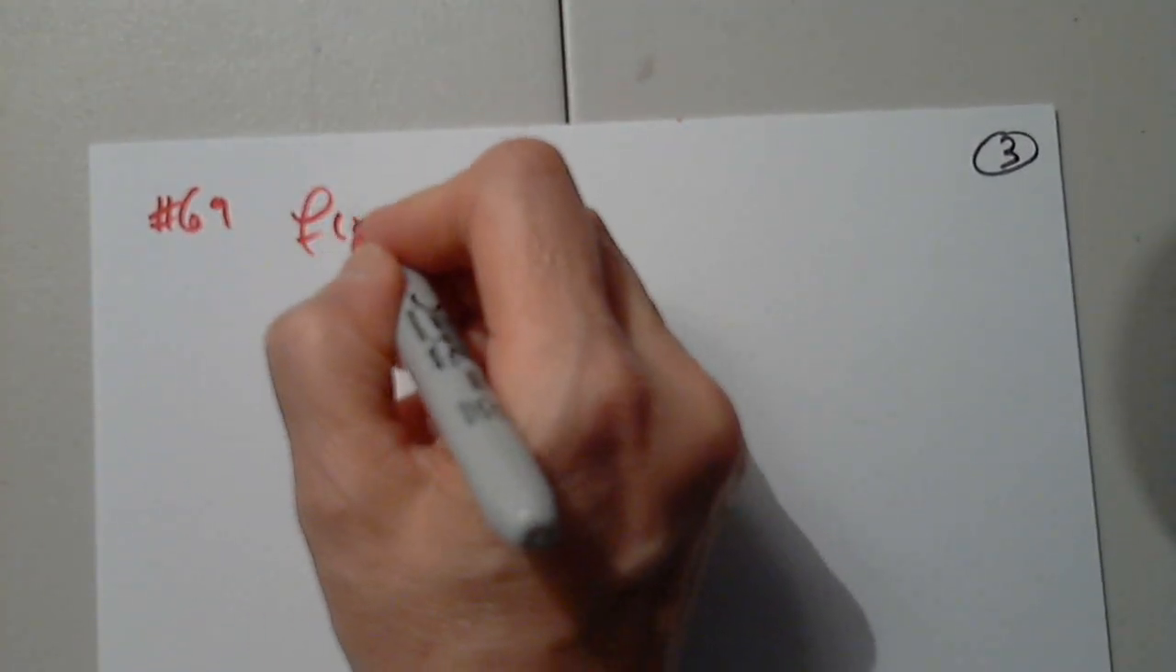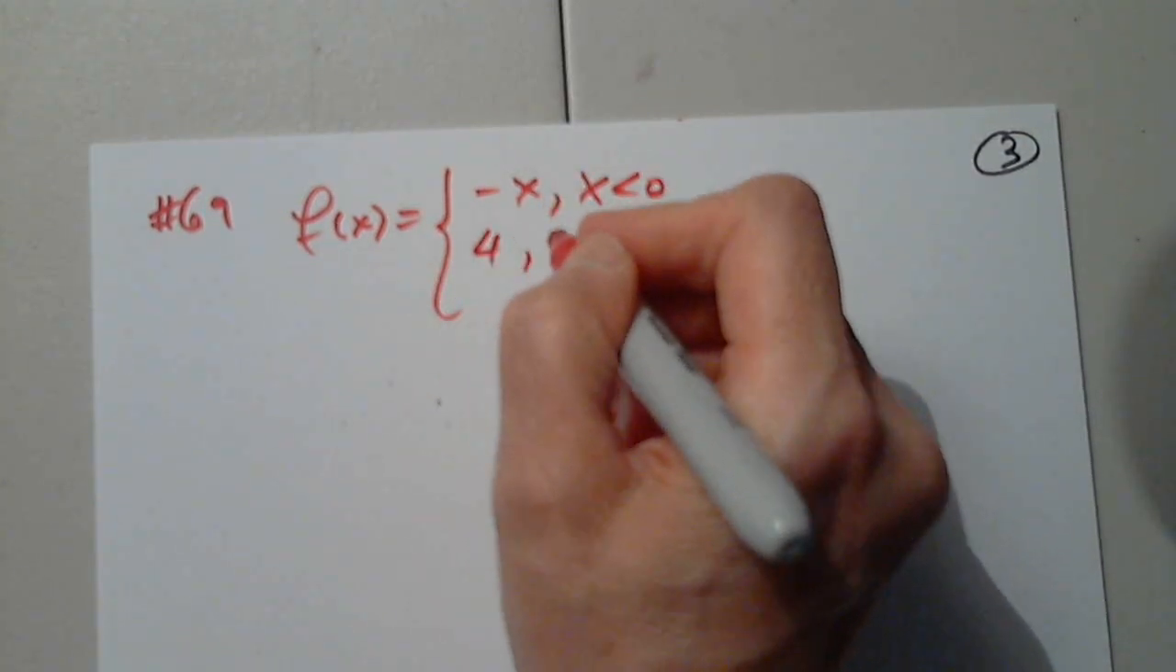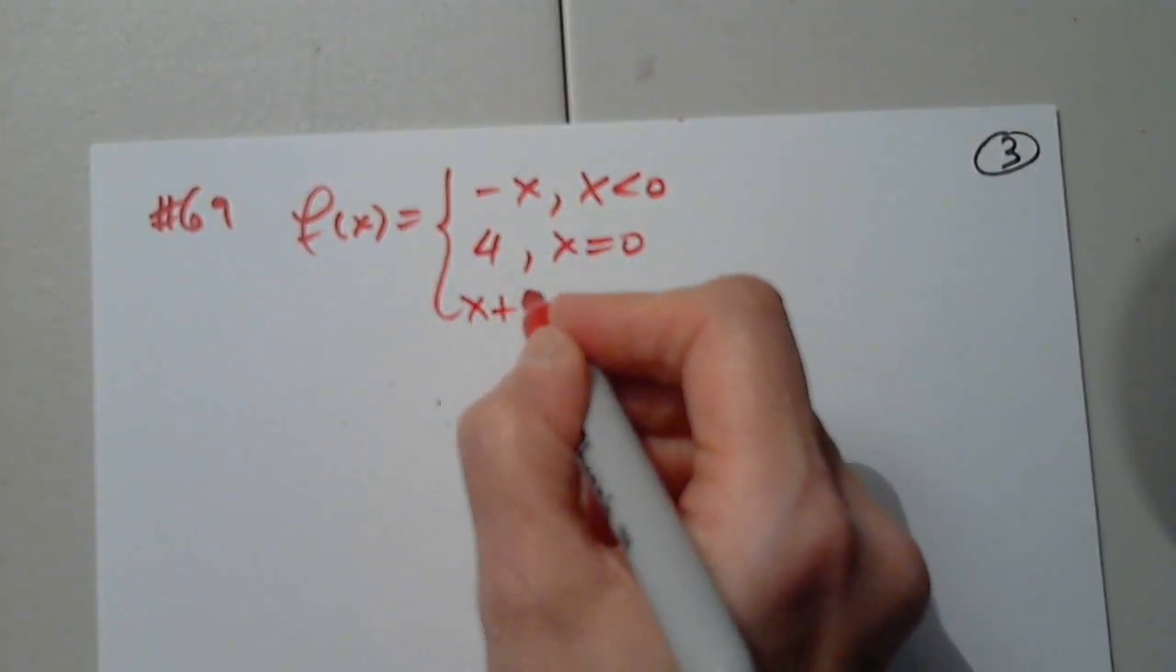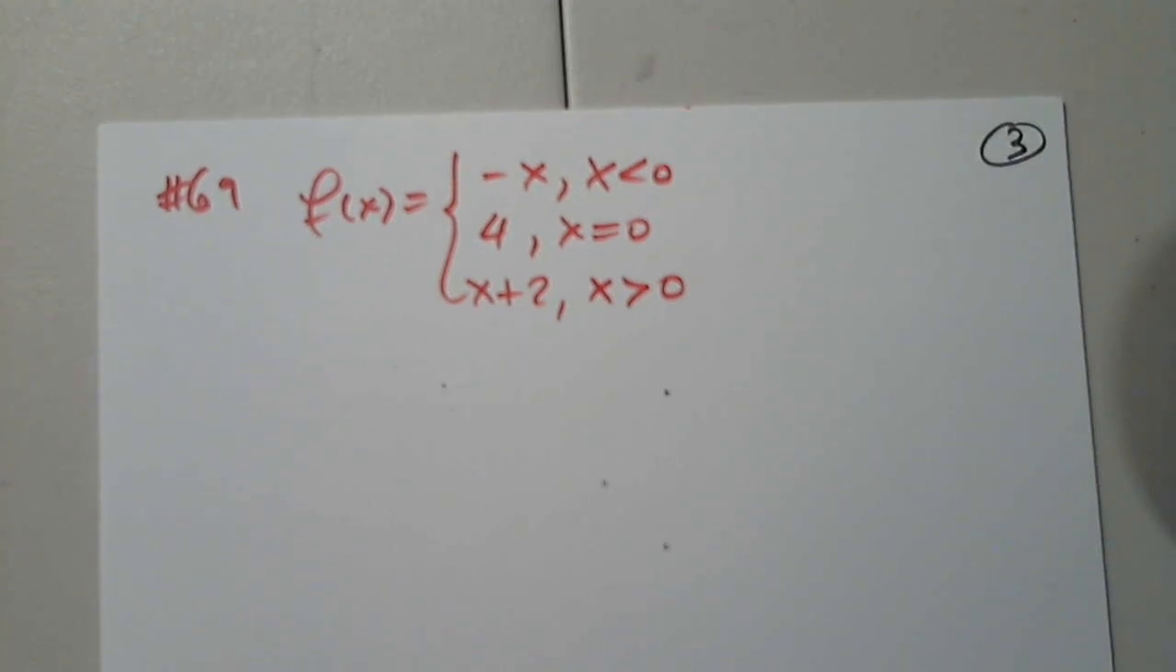We know how to evaluate. We know how to identify functions. So we want now to look at something like 3 branches. Let's say 69. In 69 we have f of x equals negative x for x less than 0, 4 for x equal to 0, and x plus 2 for x greater than 0. Perfect. So we want to graph this piecewise defined function.